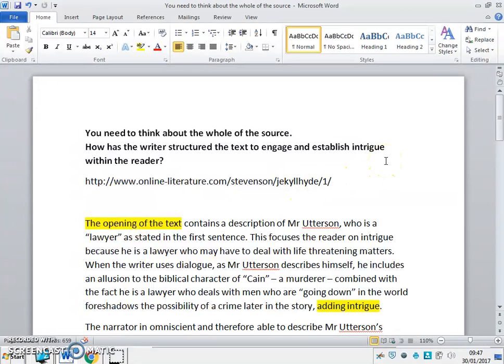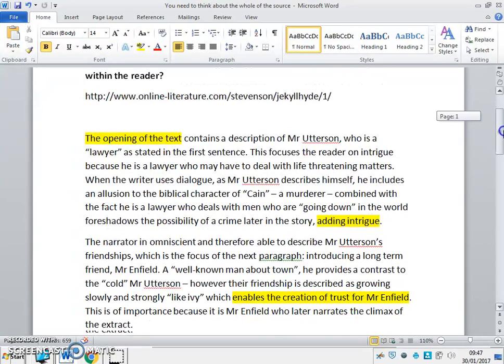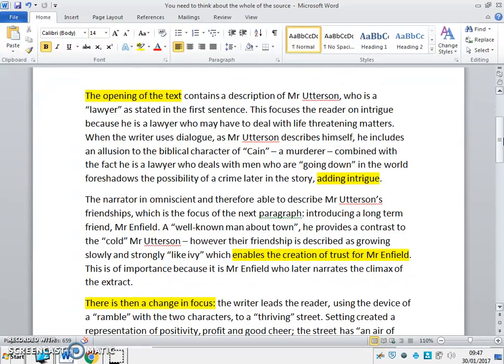You will get a question that will say you'll need to think about the whole of the source. How has the writer structured the text to engage and establish intrigue within the reader? Now, it will vary in the actual thing what they want you to focus on, but here the focus is intrigue. So I'm just going to read you through this example. This was one I did with a booster class, and I've highlighted some words and phrases that you could use to help you if you're stuck about how to write about structure.